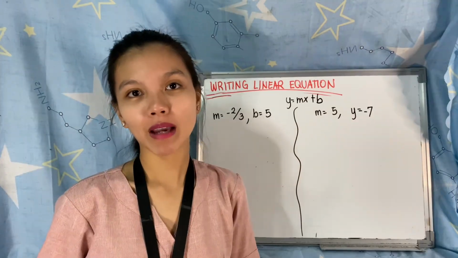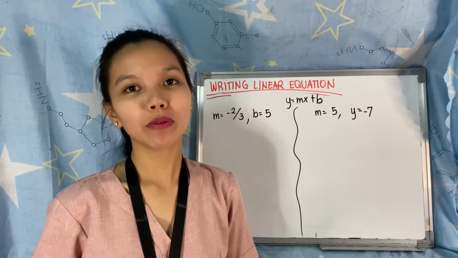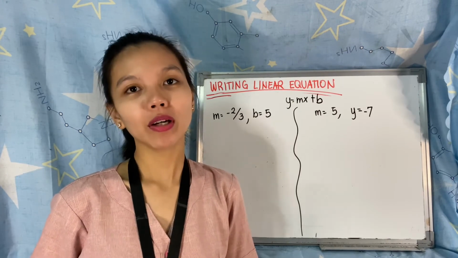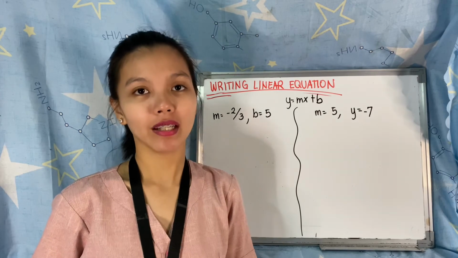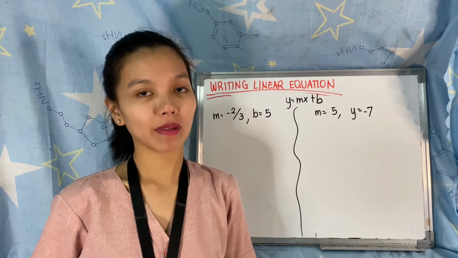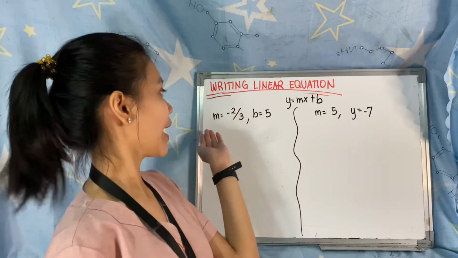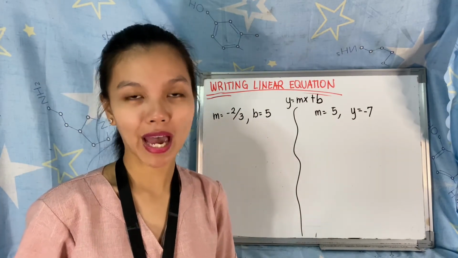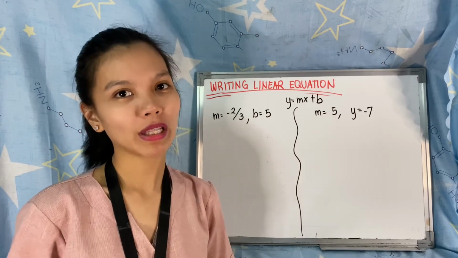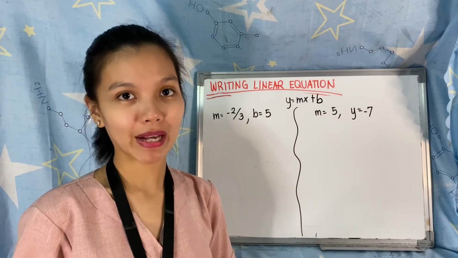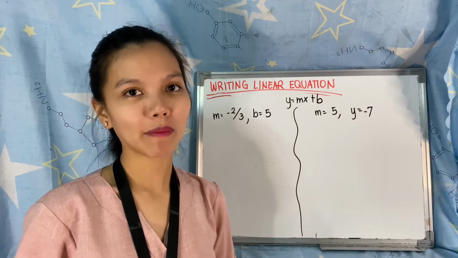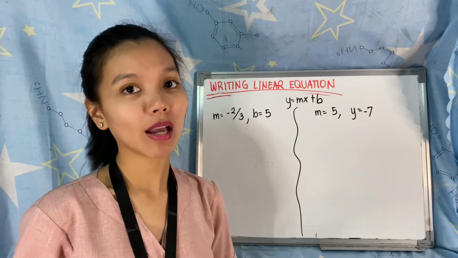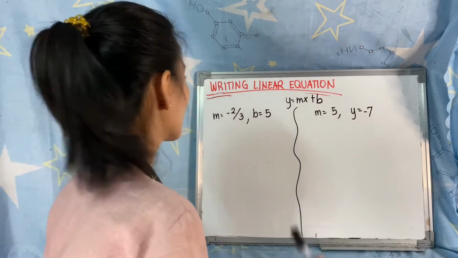So, for the last method in writing a linear equation, we are going to use a slope and its intercept. So, for example, you are going to find the equation of a line where slope and y-intercept is already given. So, we have here m is equal to negative 2/3 and b, which is the y-intercept, is equal to 5. So, tandaan nyo lang ng slope-intercept form natin ay y is equal to mx plus b. So, you are just going to substitute the slope into m, then y-intercept dun sa value ng b.